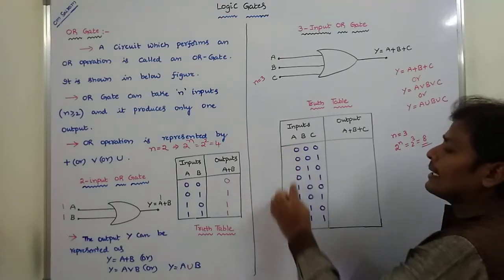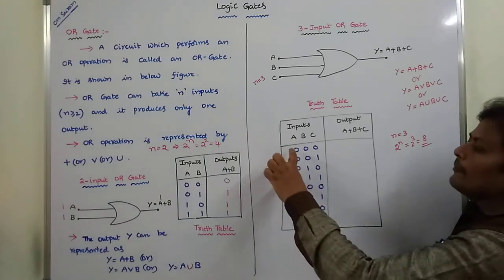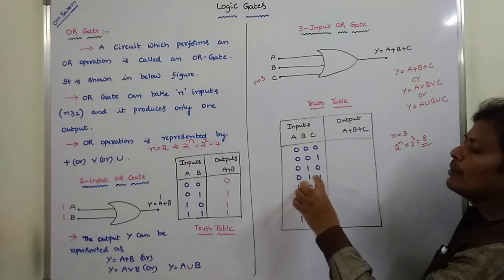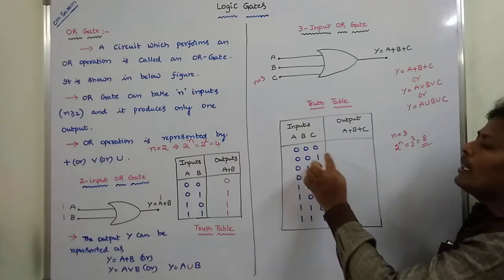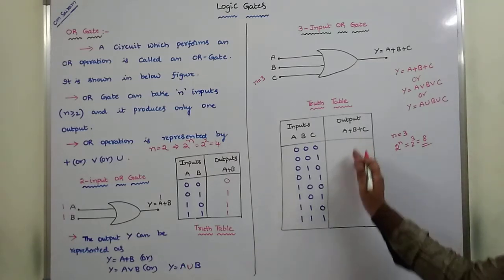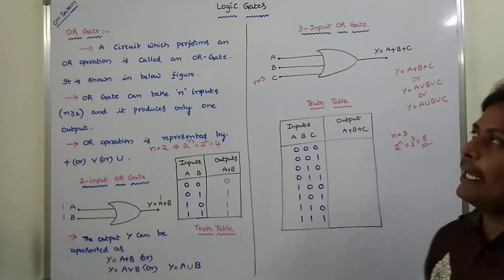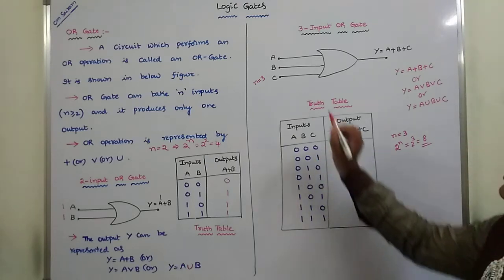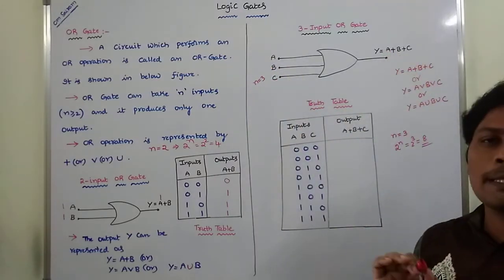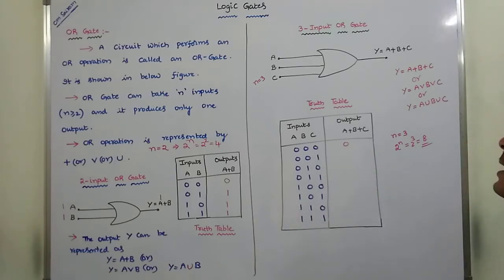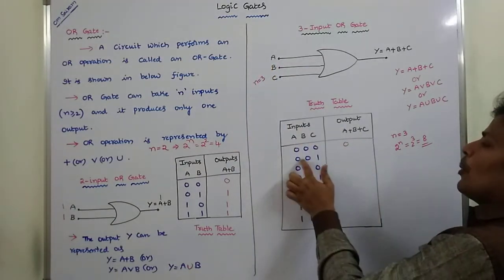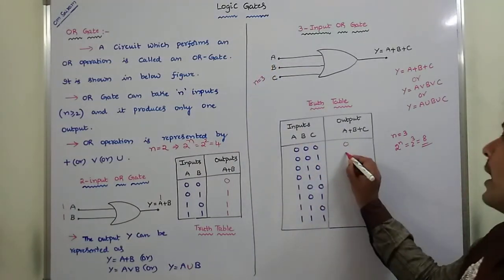How are we writing these input combinations? In the first column, 4 zeros, 4 ones. Next column, 2 zeros, 2 ones, 2 zeros, 2 ones. Next column, 0 1, 0 1, 0 1, 0 1. Now what is the output of the 3 input OR gate? First inputs are 0, 0, 0. The output is 0 plus 0 plus 0, that is 0. Next, A value 0, B value 0, C value 1. That is 0 plus 0 plus 1, so the output is 1.